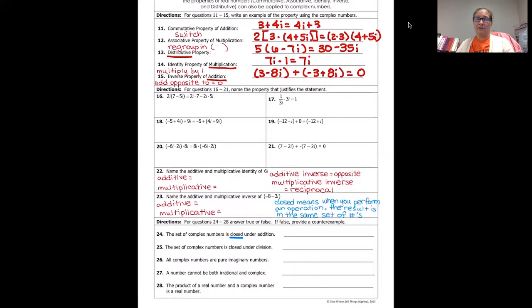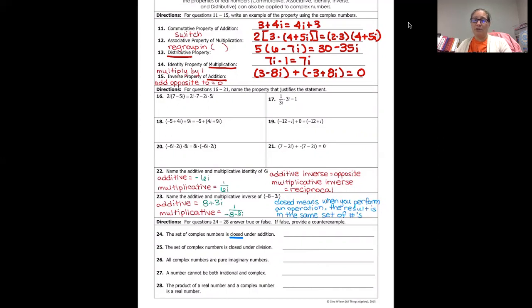Skipping down to problem number 2, the additive inverse is the opposite. The multiplicative inverse is the reciprocal. So the additive inverse of 6i would be negative 6i. The multiplicative inverse would be 1 over 6i. For negative 8 minus 3i, additive is the opposite, 8 plus 3i. Multiplicative inverse is 1 over negative 8 minus 3i. True and false at the bottom.